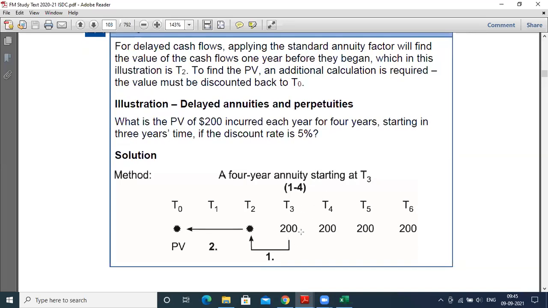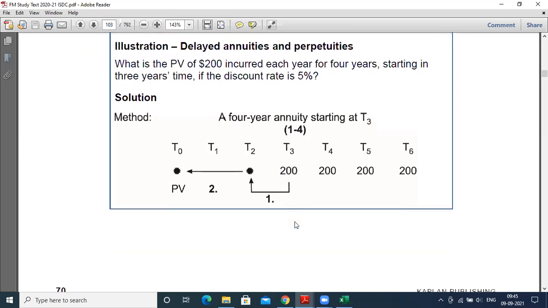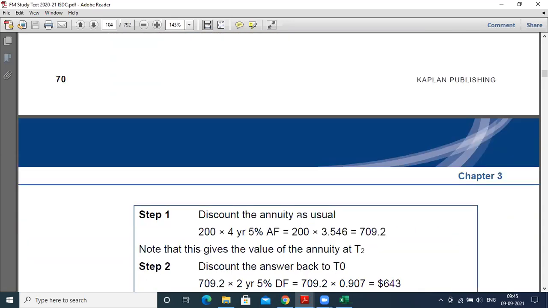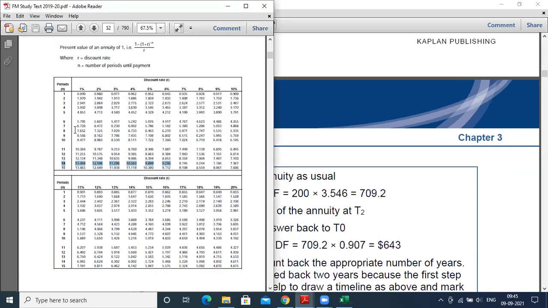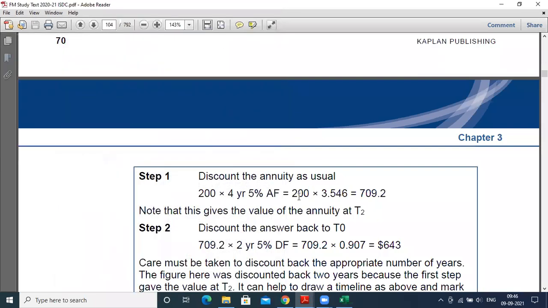Right? Now, in that case, how to calculate the present value? Very, very simple. First, step number 1, we need to discount the annuity as usual. Normally, by considering the annuity, we need to discount it. So 4 years at 5%, the annuity factor will be 3.546. So 200 into 3.546, we got 709.